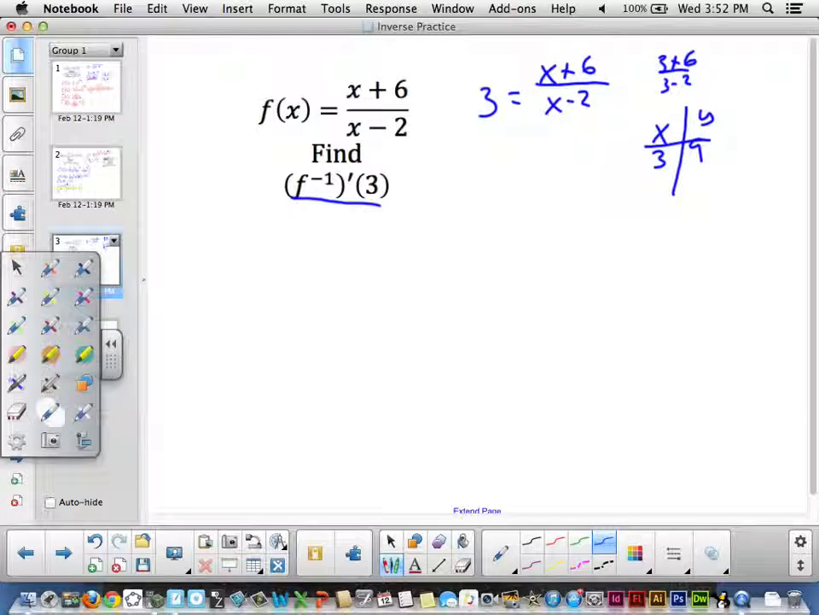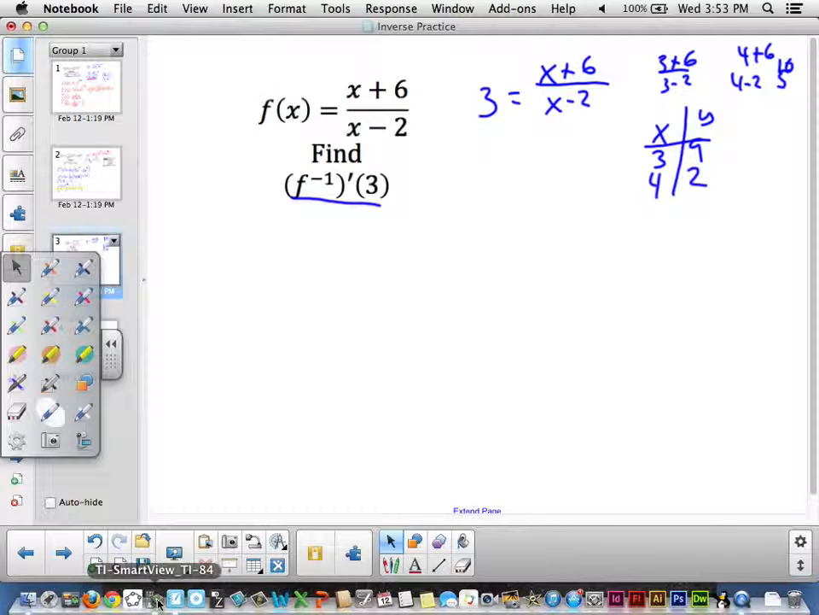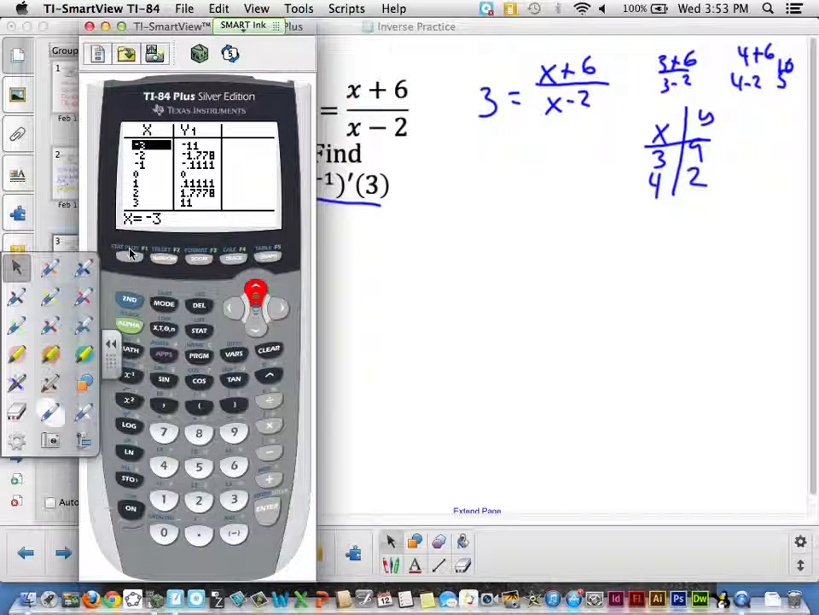Let's try, we can't plug in 2. Let's try if we plug in 4. 4 plus 6 is 10. 4 minus 2 is 5. 10 over 5 is 2. So when x is 4, y is 2. So we've crossed it, so we know it's between 3 and 4. Let's use a table, or a graph, to get a better estimate.